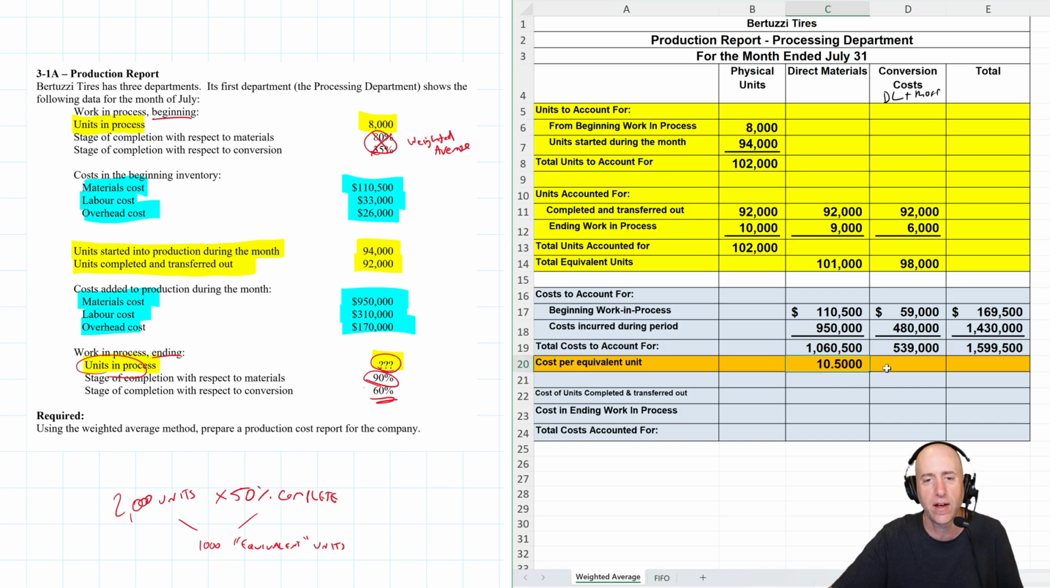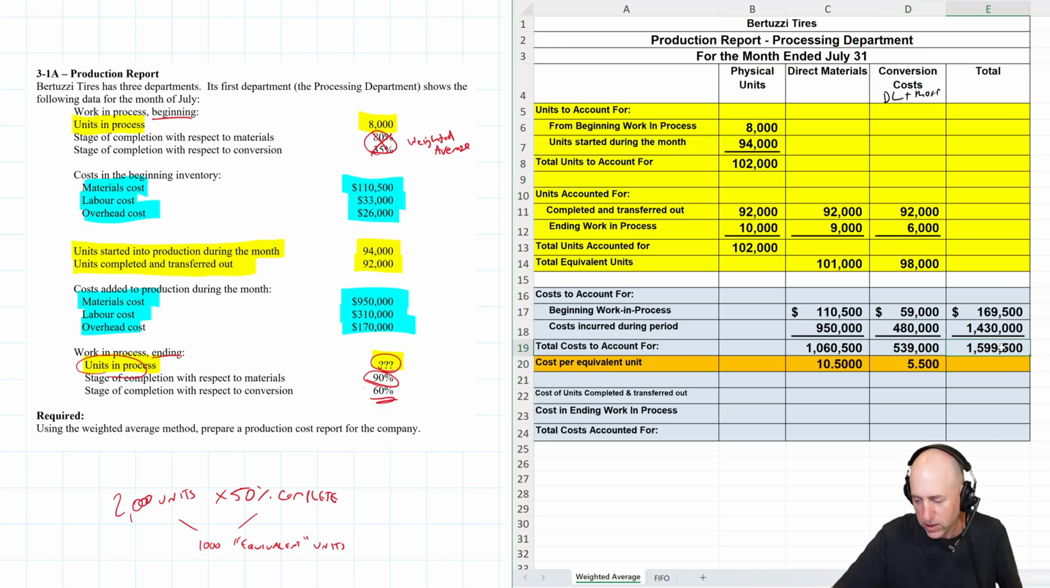Now you see in Excel, I've left a bunch of decimals. You'll often get a long, weird decimal answer. What I would say to you is more is better. Take as many decimals as you think is reasonable, at least three though. That's why I leave so many in Excel, just for other questions where the answer is not so easy as 10.5. Let's do the cost per equivalent unit for conversion, 539 divided by 98, 5.5.